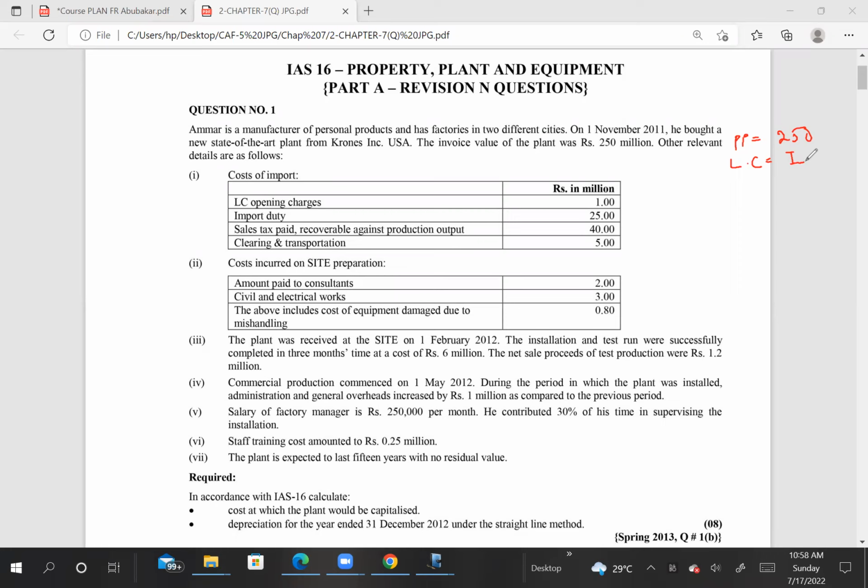Import duty. Import duty of 25 million, it will be capitalized. You get it?